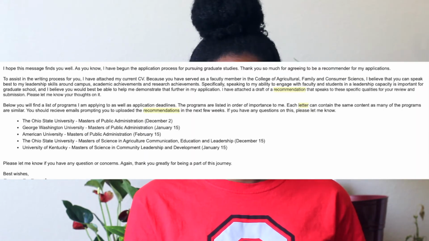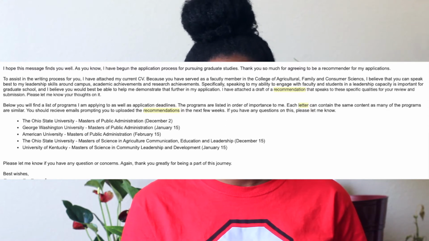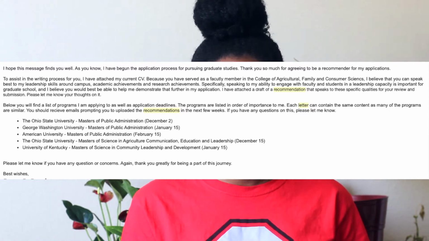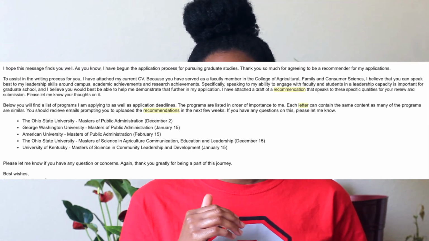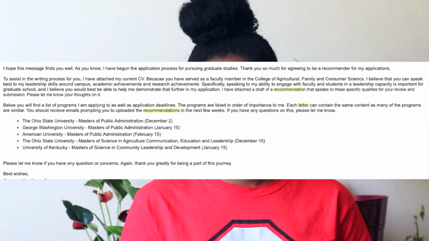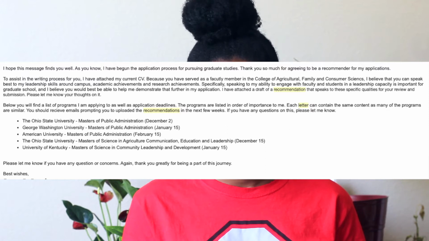So what I did, and I'll include it on the screen, is I created an email that I sent to all of my recommenders that had every program I was applying to, what department it was under, what the deadline was, and the fact that this is when I really want this letter of recommendation submitted. And then if I went into the system and saw that they didn't submit it, I would email them again and be like, hey, just to remind you, I have such and such letter of recommendation due.